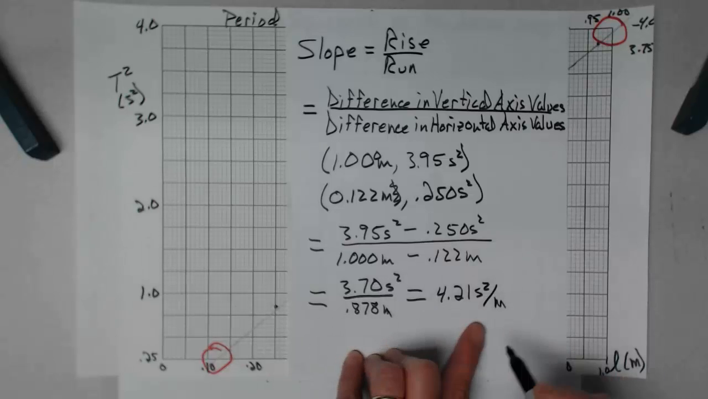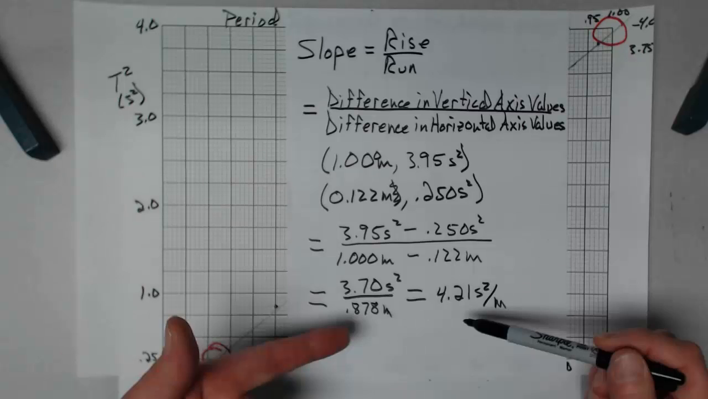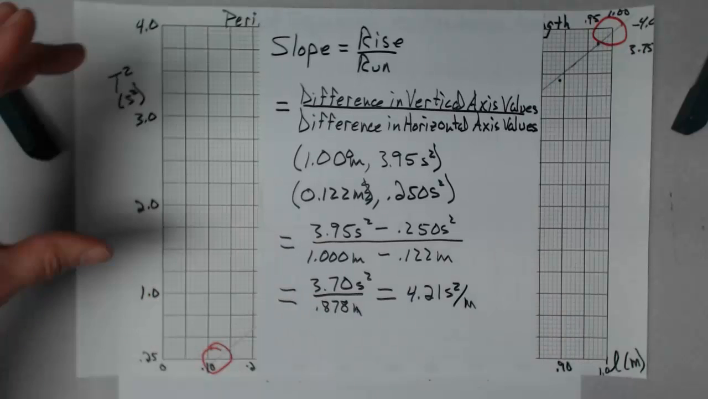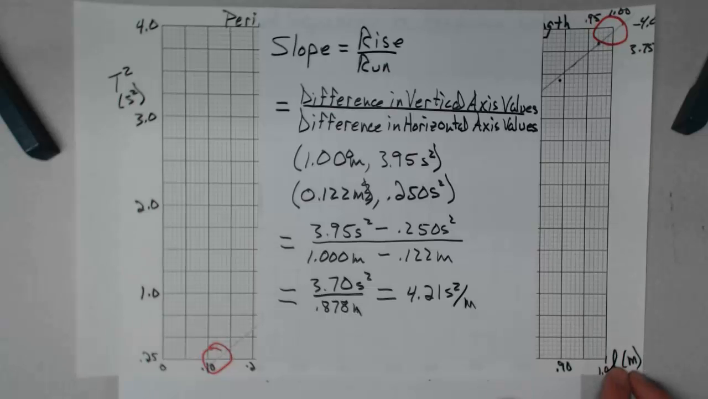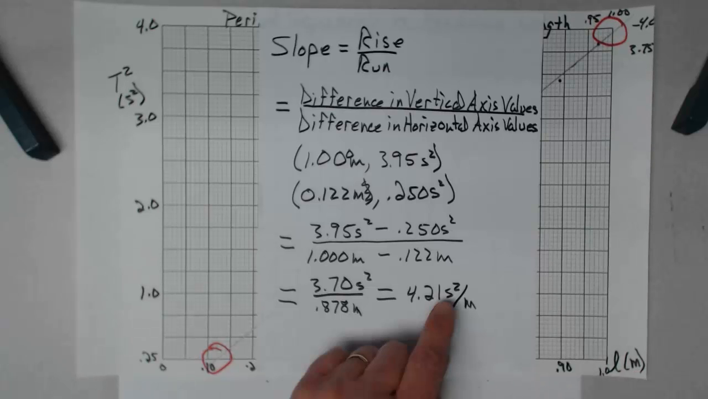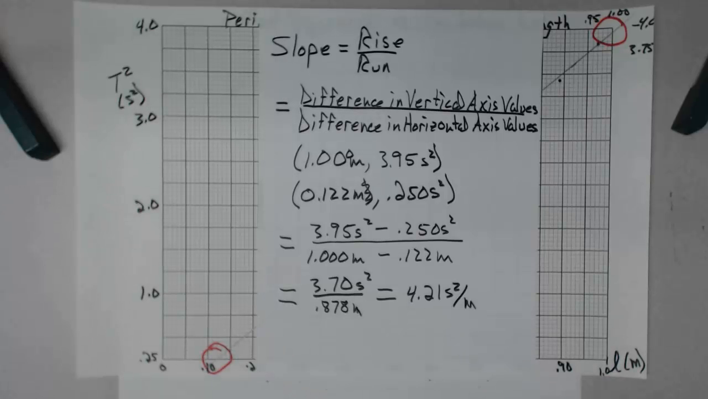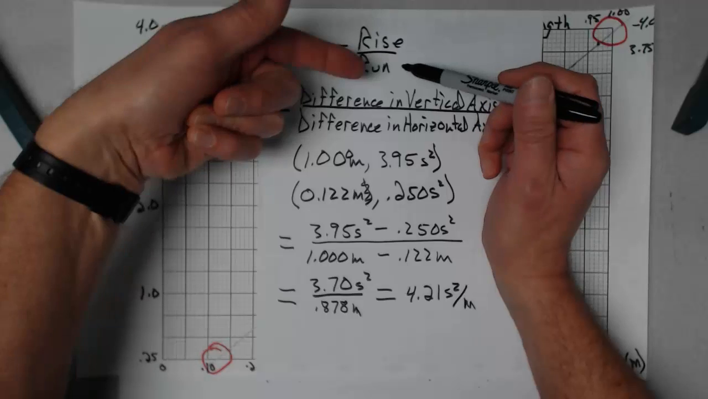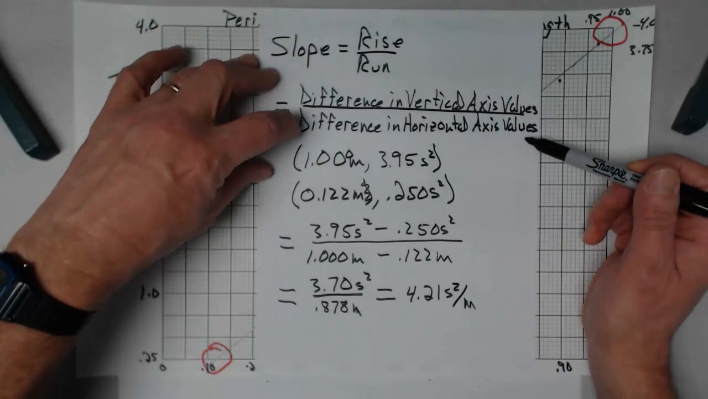Don't be too bothered by the weird units. That's just what comes out in this. That's the way you get the slope of a graph. Notice it's got units of what's on the vertical axis, seconds squared, divided by what's on the horizontal axis, meters, seconds squared per meter. Rise over run. That's the way you get the slope of a graph. Important things here, knowing the definition of the slope, that it's rise over run, or difference in vertical axis values versus difference in horizontal axis values.